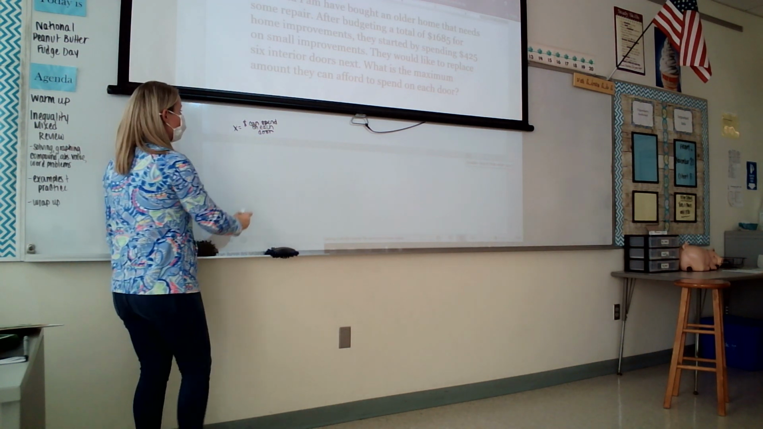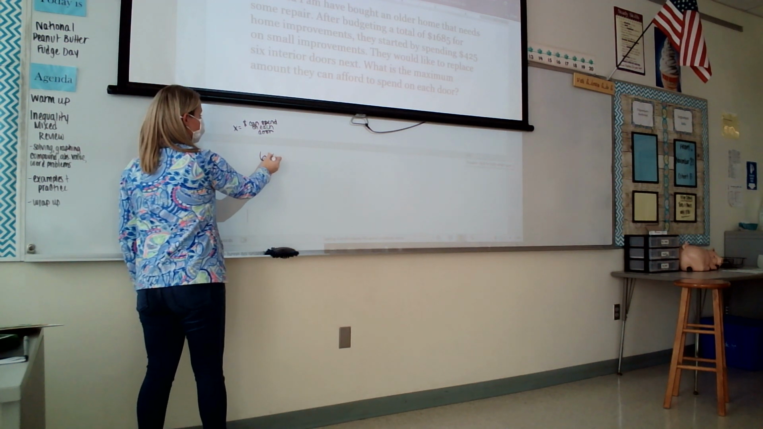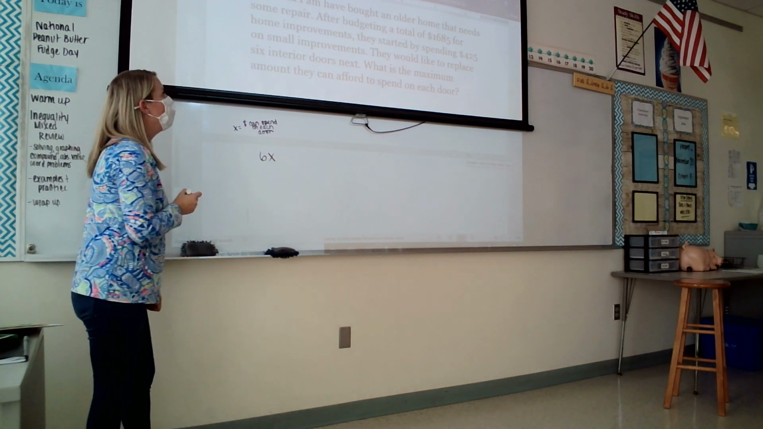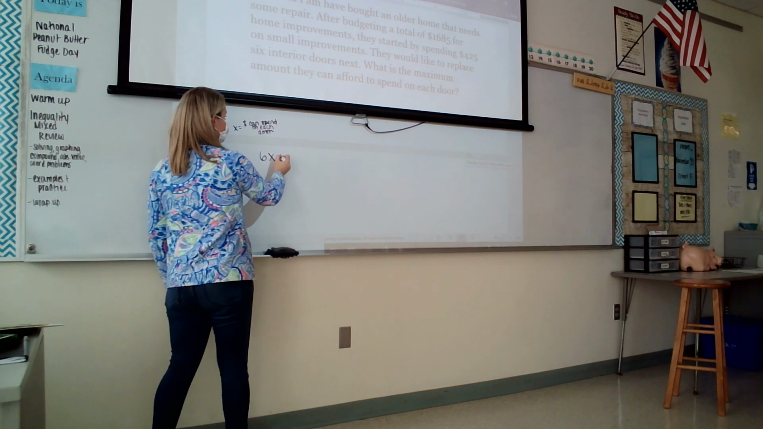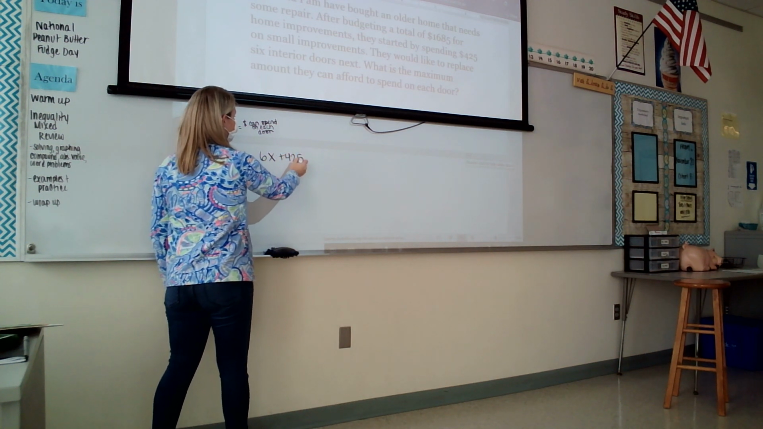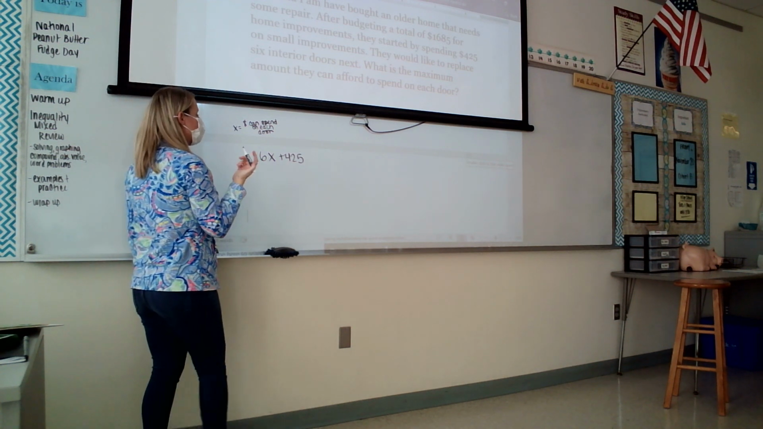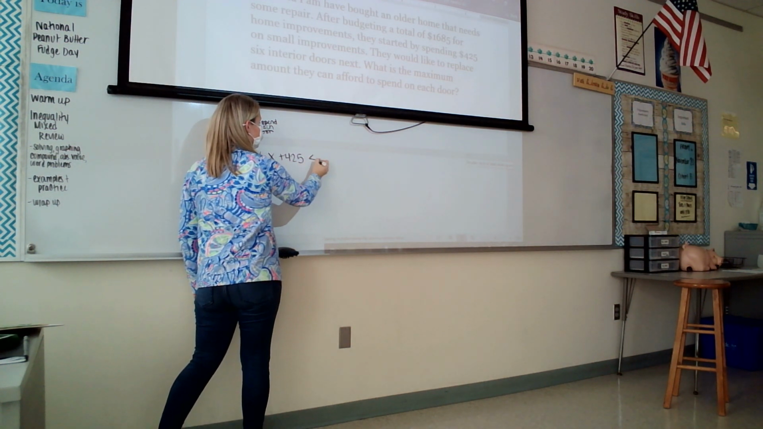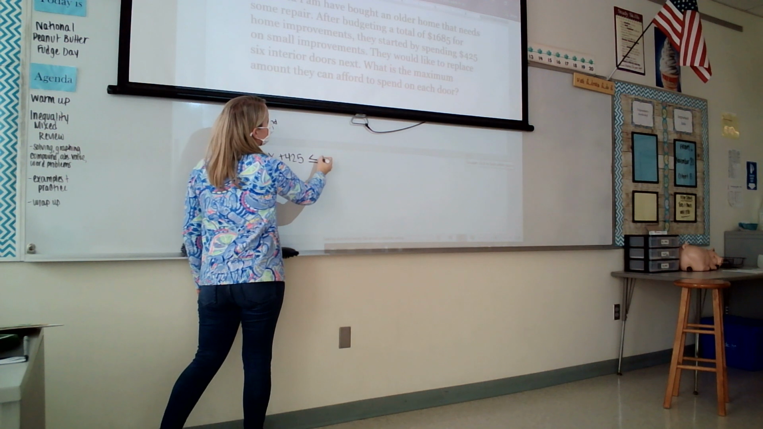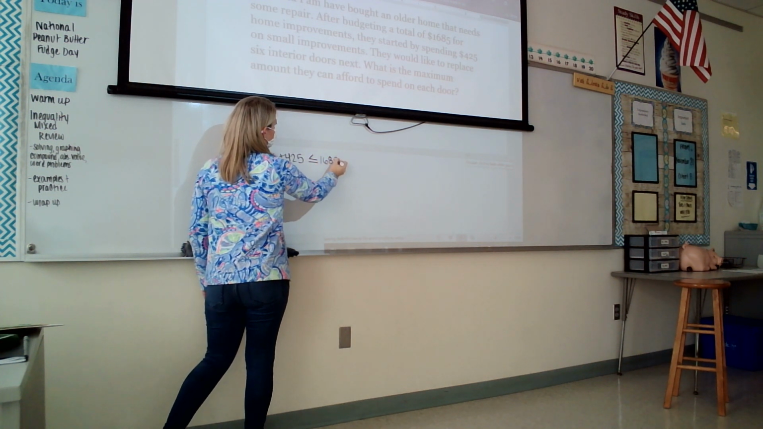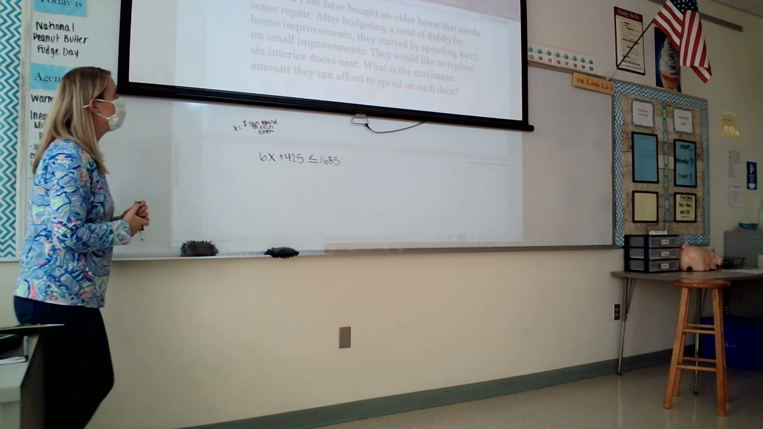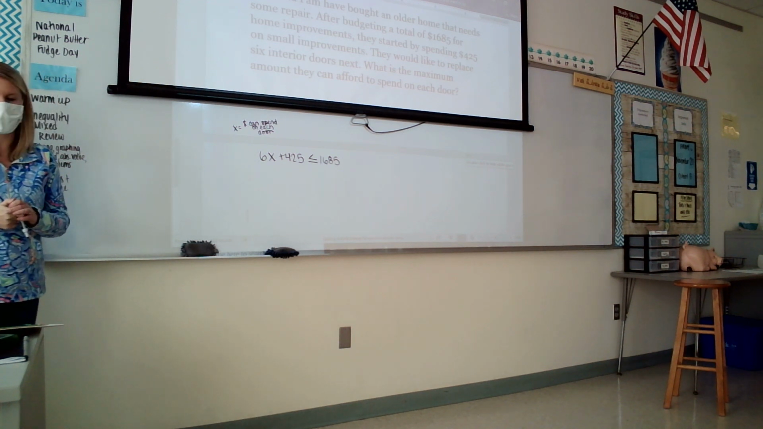So they need to buy 6 doors, so for each door, they're spending a certain amount of money. They've already spent $425 on other stuff. And I wanna know what's the maximum amount. So they only have a certain amount of money, so they can spend less than or equal to the amount of money that they saved. So that should have been your inequality.